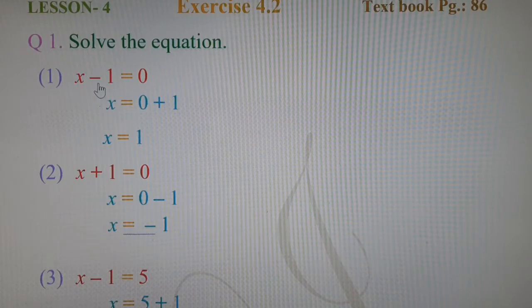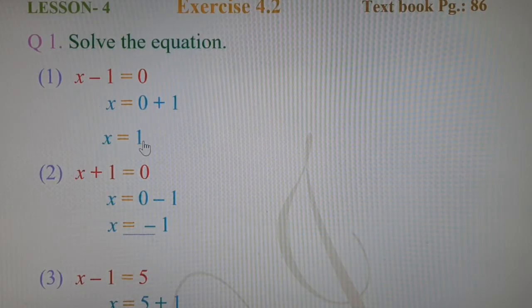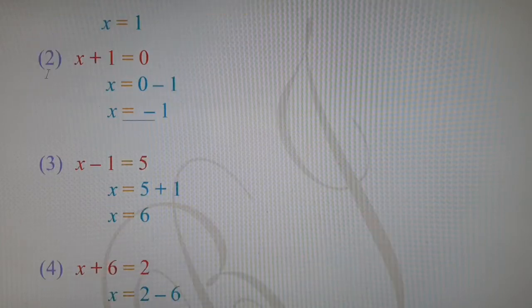So when we are using the transpose rule, minus 1 is transferred from the left hand side to the right hand side and it becomes plus 1. So here our next step will be x equal to 0 plus 1. 0 plus 1 is 1. Hence the answer is x equal to 1. Let's go to the second question.